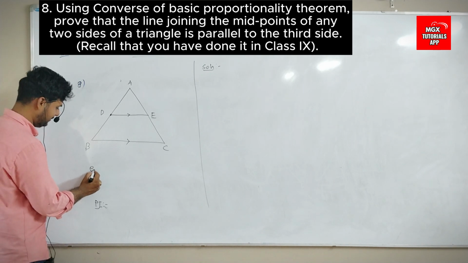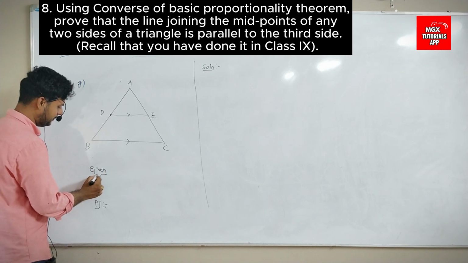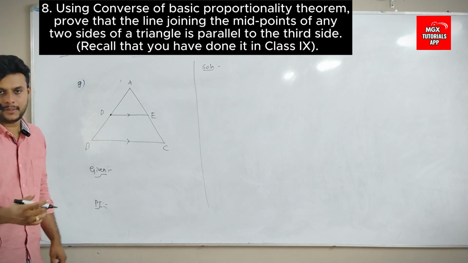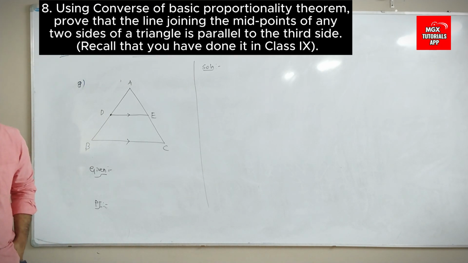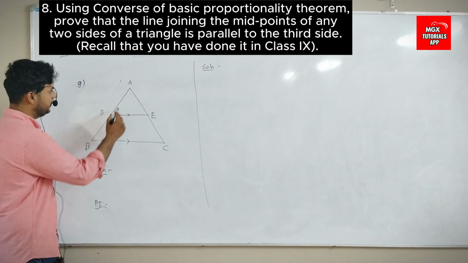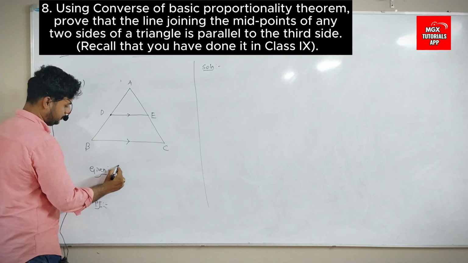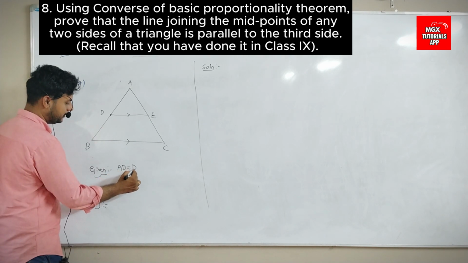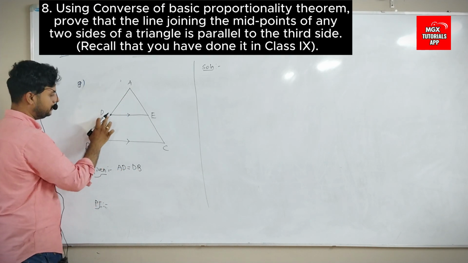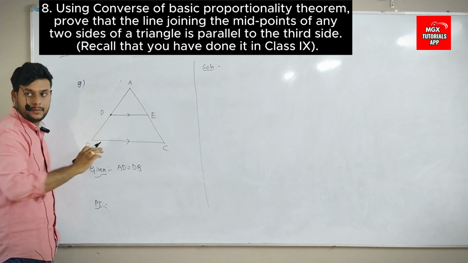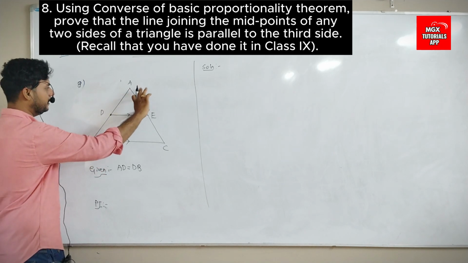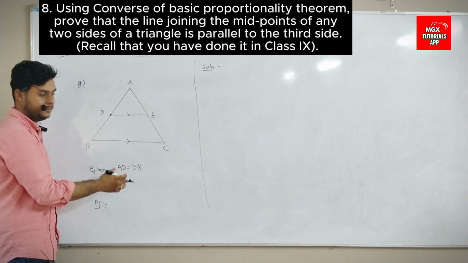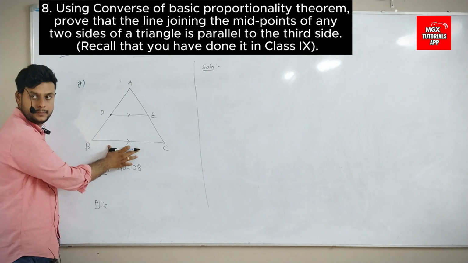Recall that you have done it in class 9. See here, using theorem 6.2, what is theorem 6.2? Converse of BPT. So in the converse of BPT, we are given AD equals DB. If you open and see, you will understand. AD equals DB. In theorem 6.2, it is given AD by DB equals AE by AC, and we prove that DE is parallel to BC.